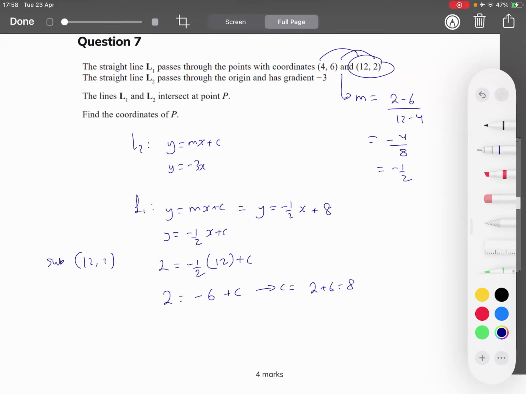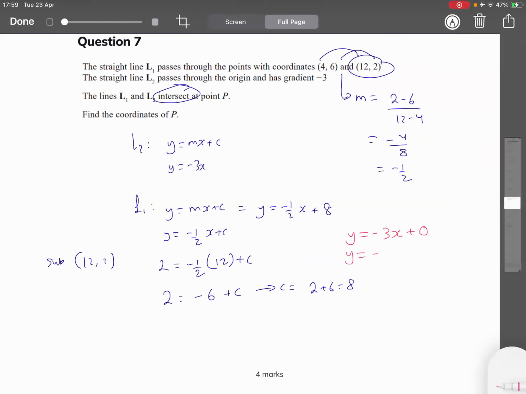The new thing we're learning in this question compared to the other questions is what to do when it says they intersect. Sometimes you'll get a sketch and you just have to look for where they intersect. But in a question like this, we have to solve them simultaneously. So we have to do simultaneous equations. So we have y equals -3x plus 0, and we have y equals -1/2 x plus 8.